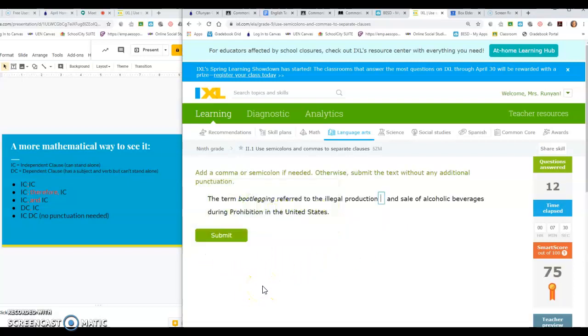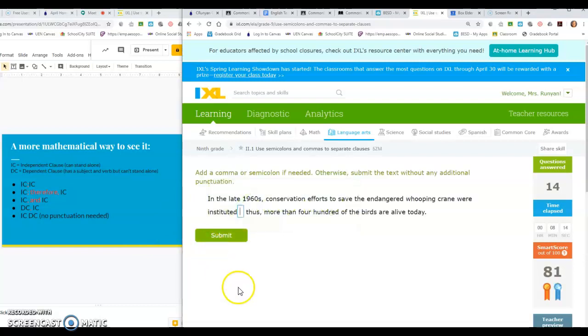And the term bootlegging referred to the illegal production and sale, so this does not finish the sentence. The term bootlegging referred to the illegal production and sale of alcoholic beverages during the Prohibition in the United States. So it does have an and, but that actually is just joining, it's not the and joining clauses, it's just joining the phrase illegal production and sale of alcoholic beverages. So that will be a nothing that we submit. Human hands and wrists contain a total of 54 bones. That could stand alone. Feet and ankles have a total of 52 bones. That could also stand alone, so we have a semicolon between those closely related sentences.